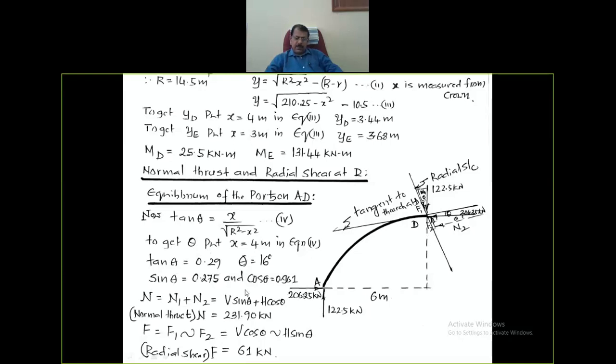Once you know sine theta and cos theta, compute the normal thrust. There is an equation for calculating that: N is equal to N1 plus N2, that is equal to V sine theta plus H cos theta.